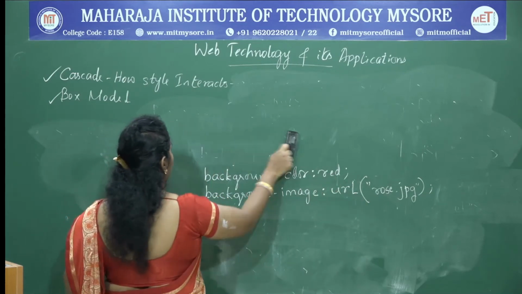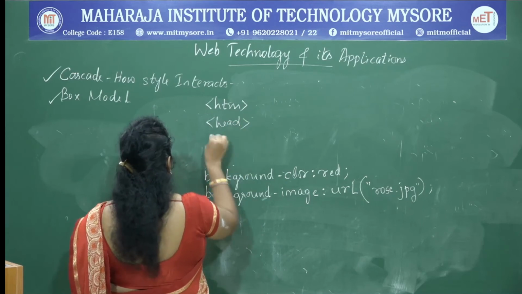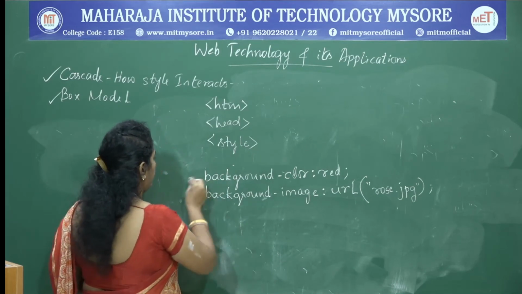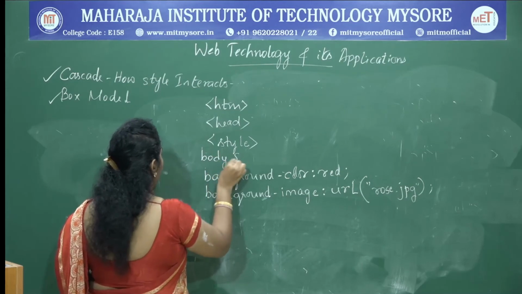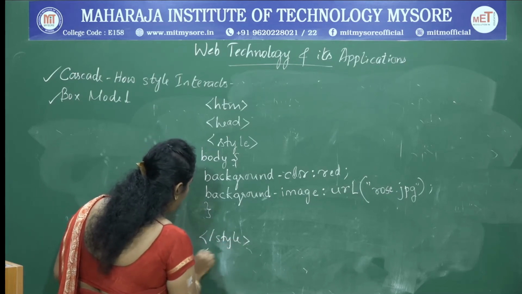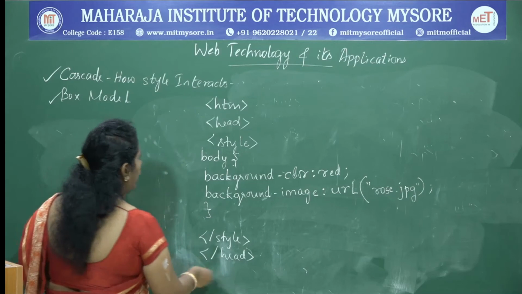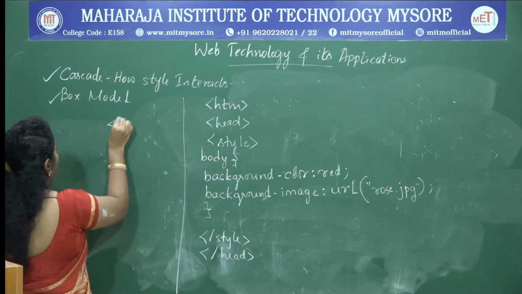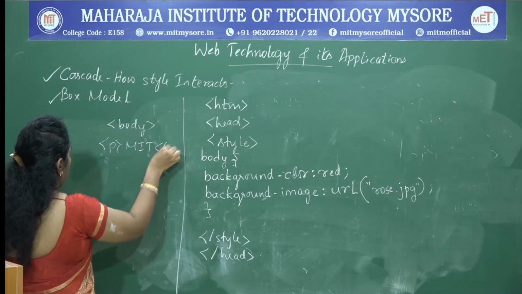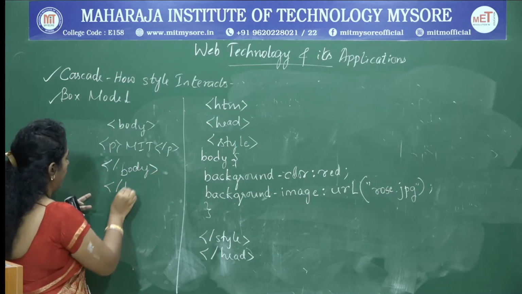Okay. For example, let me code a program in this way: HTML, head, style. Okay. Now body. For body, I am giving a property. Okay. After that, end the style, also end the head. Okay. Now I am going to continue. Open the body. There I am giving some message, MIT. So close it. Also close the body. Are you getting? Also close the HTML.